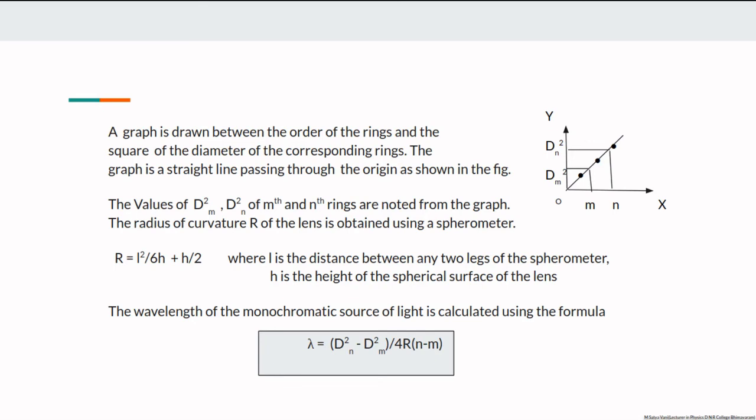Therefore, that is the assignment for you. What are Newton's rings? How is the wavelength of monochromatic light determined using Newton's rings?